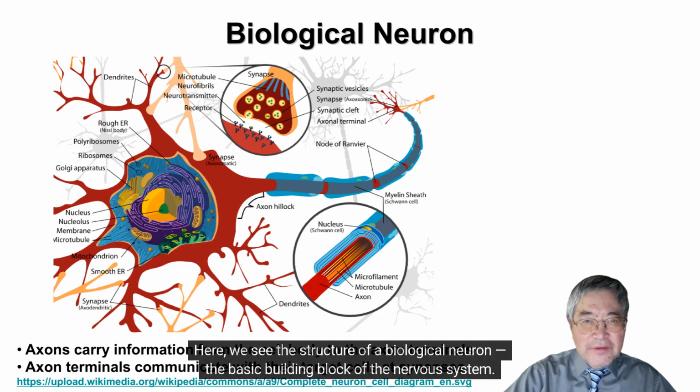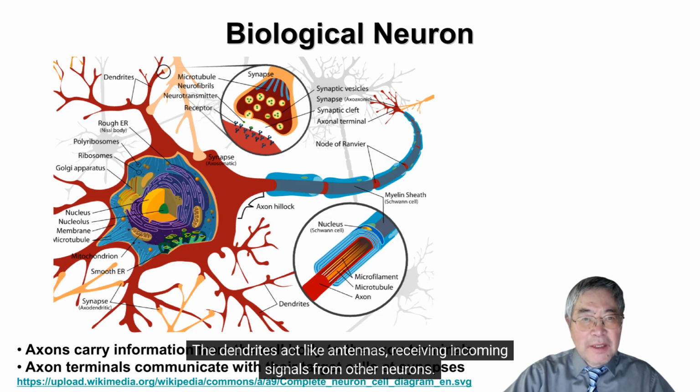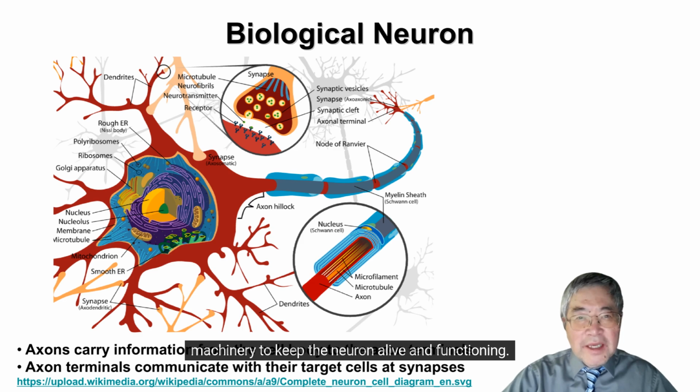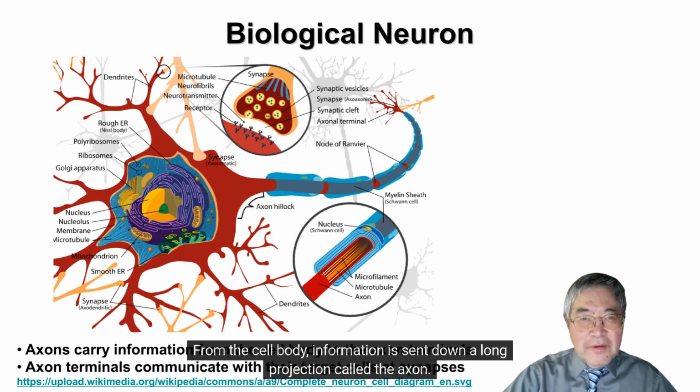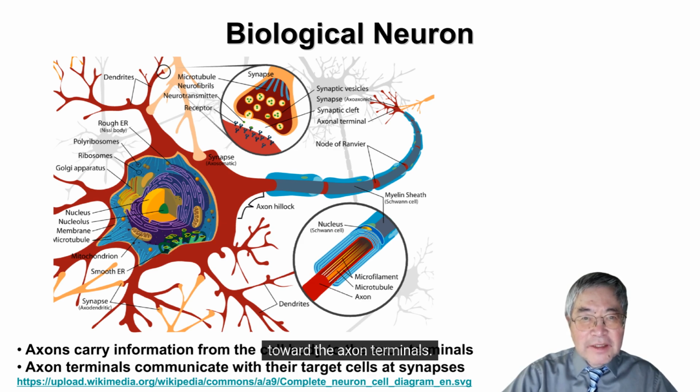Here we see the structure of a biological neuron, the basic building block of the nervous system. A neuron has several main parts. The dendrites act like antennas, receiving incoming signals from other neurons. These signals travel toward the cell body, which contains the nucleus and all the essential cellular machinery to keep the neuron alive and functioning. From the cell body, information is sent down a long projection called the axon.